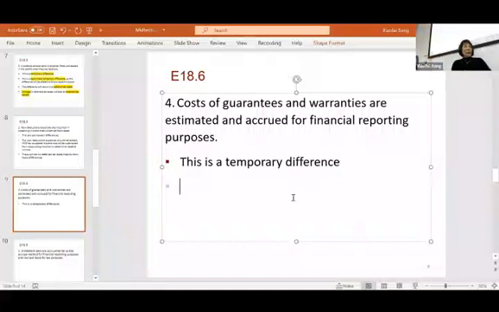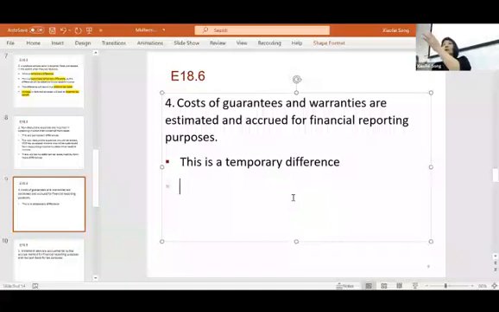Deductible, right? Because when you paid, you don't recognize the expense anymore, but the amount paid is tax deductible. So in the future, the accounting income and taxable income will be different. Taxable income will be less as a result of this. The expense is recognized now and is tax deductible in the future.